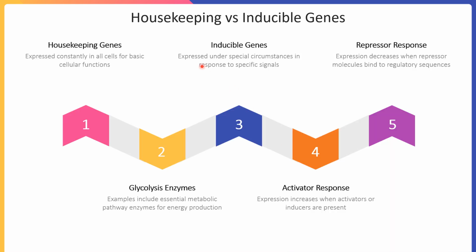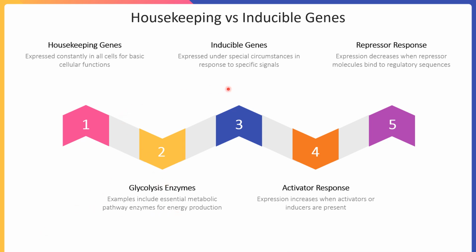The next thing is, our body has two types of genes. One is housekeeping genes, the other is inducible genes. What are housekeeping genes? They are expressed constantly in all cells for basic cellular functions. To maintain our body's basic cellular functions, these genes are expressed constantly, so they are known as housekeeping genes. An example is the genes for essential metabolic pathway enzymes. They are needed for constant energy production in our body, so these genes are expressed constantly.